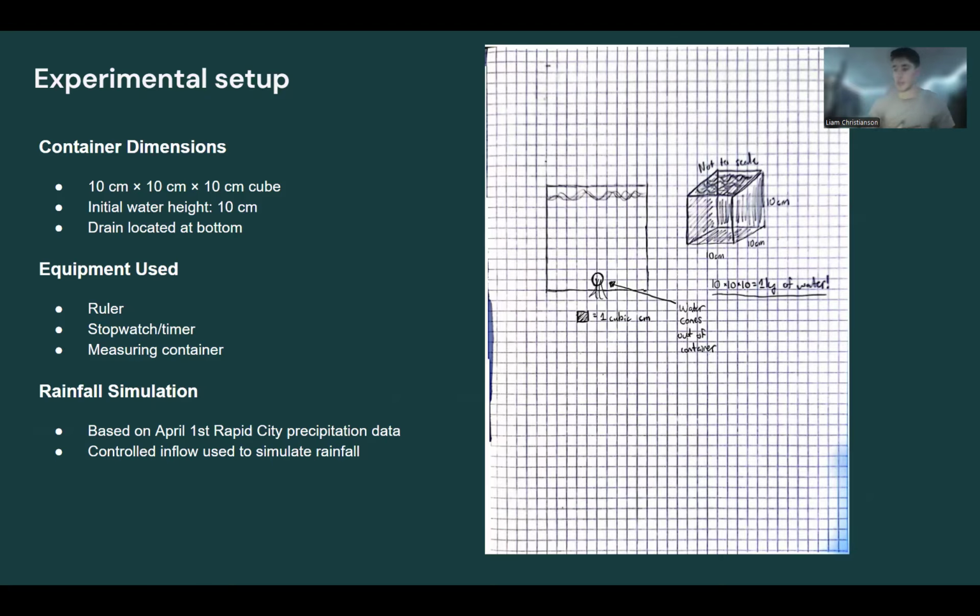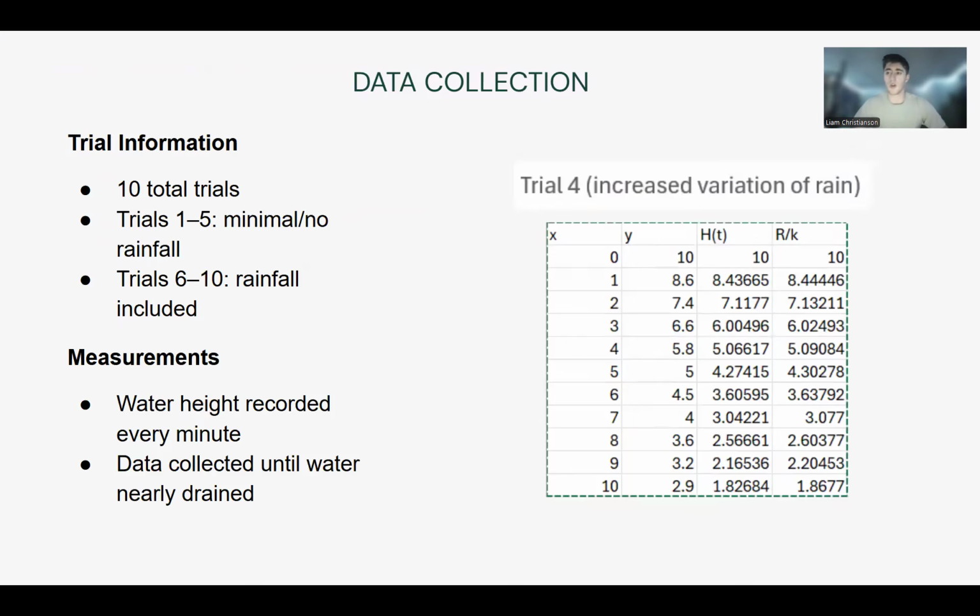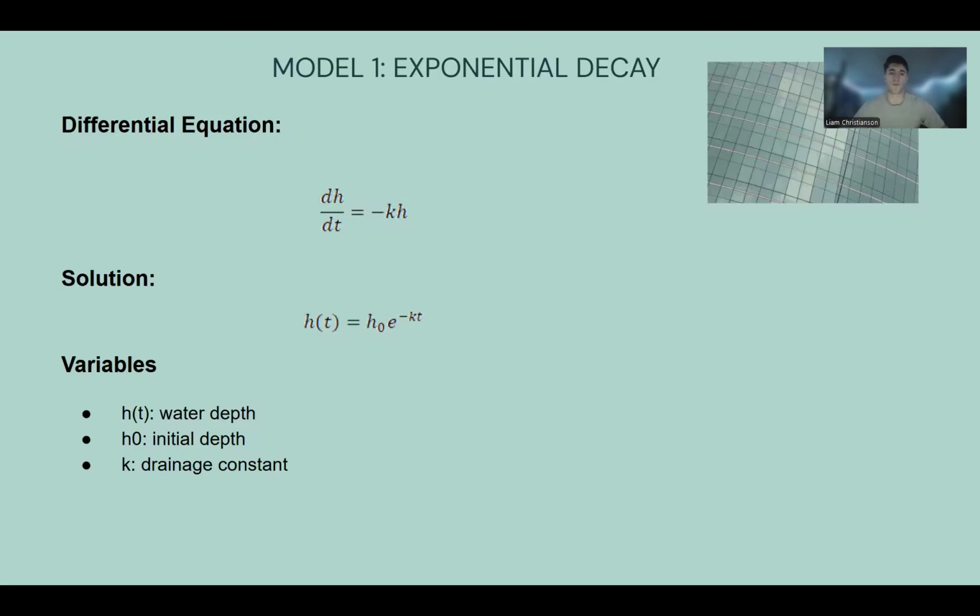And to simulate the rainfall, water was added at a controlled rate based on the precipitation estimates from April 1st in Rapid City. I conducted a total of 10 trials to improve the accuracy and consistency of this project. The water height was recorded every minute until the system was nearly drained, so some trials simulated post-rainfall drainage without additional rainfall, while later trials included a rainfall input term.